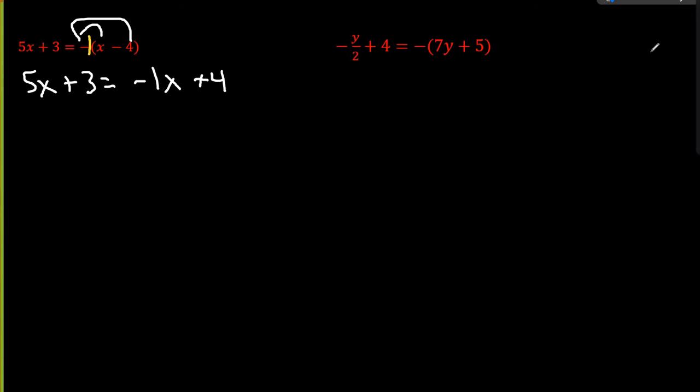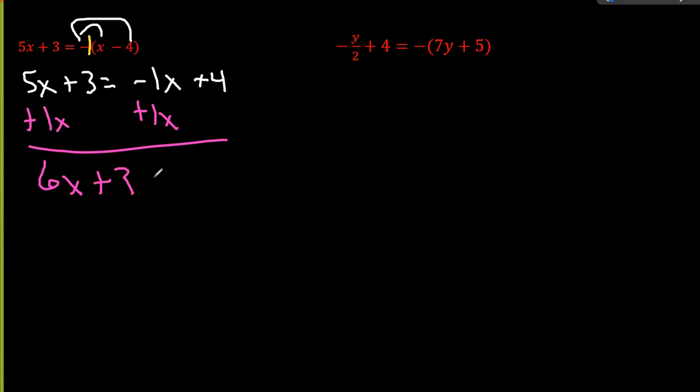Now, this looks like a problem similar to the one on a couple pages ago. I'm going to move all the x's to the left side, so the opposite of a negative 1x is to add 1x on both sides. 5x plus 1x is 6x. So we have 6x plus 3 equals 4.